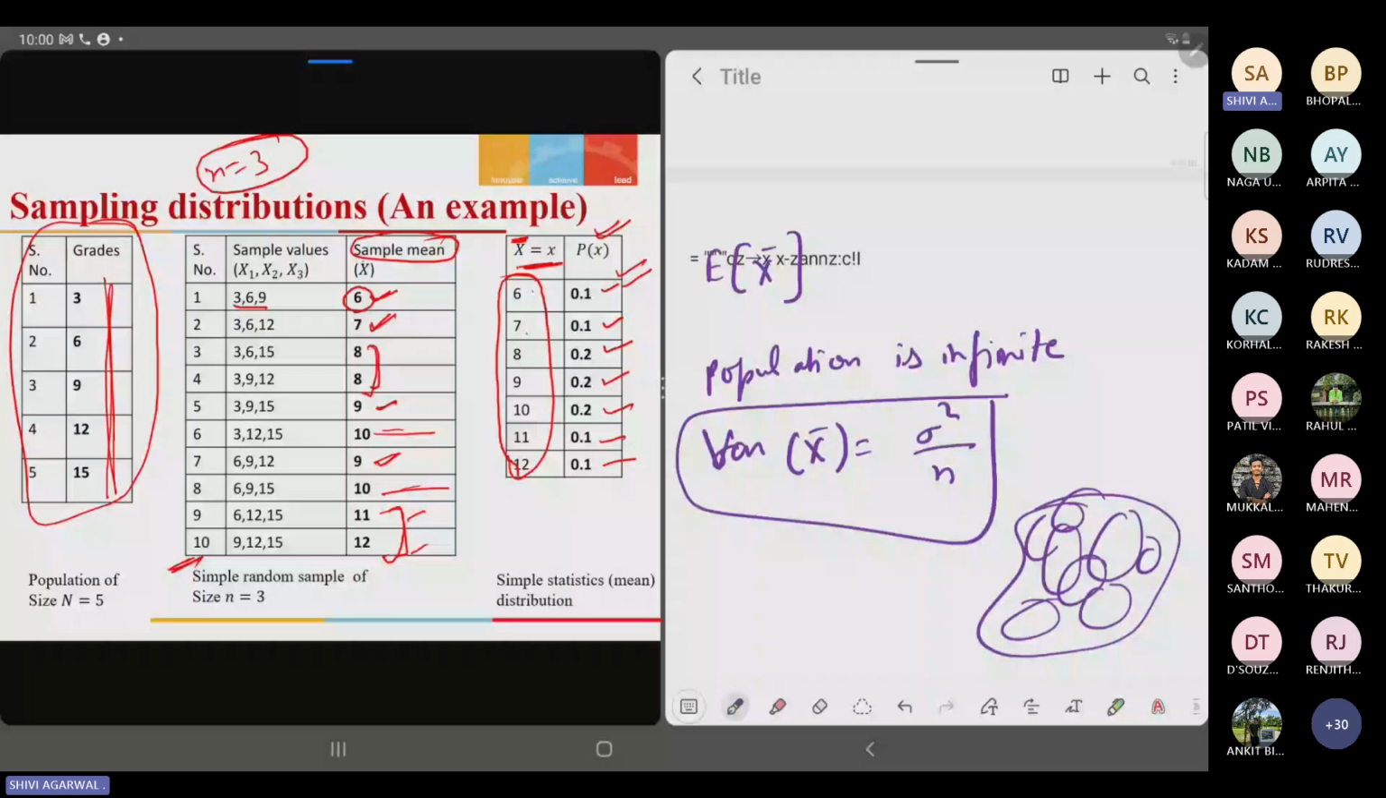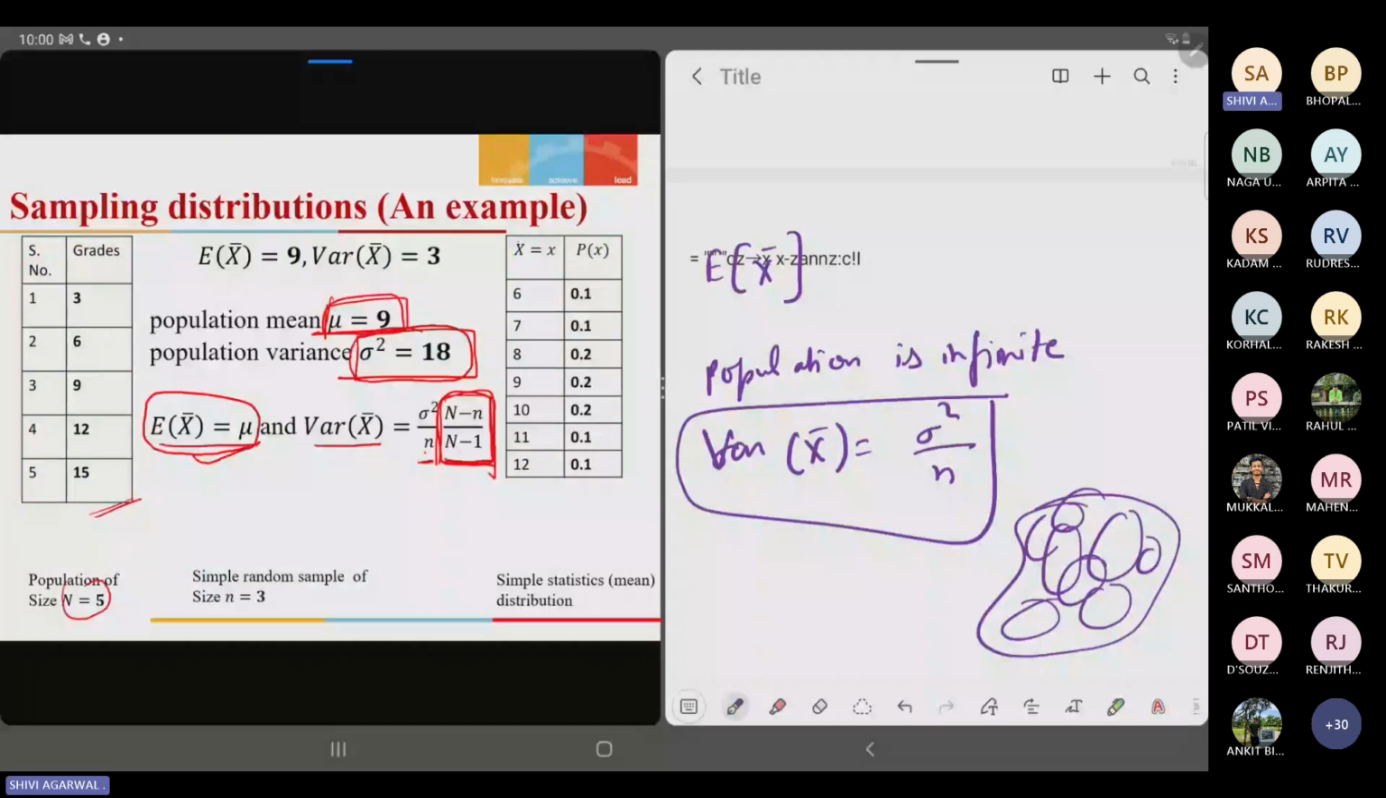But we can calculate it here: population mean is equal to 9 and variance sigma square is 18. So we can find the formula: expected value of x bar is this mu, the same, and variance of x bar is this one. And this is a finite population because capital N is equal to 5. That's why we are using this formula. If the population is infinite, then we use variance of x bar as sigma square by n. Now you got it? Okay, Mr. Vineet?